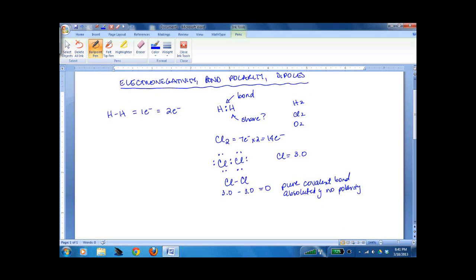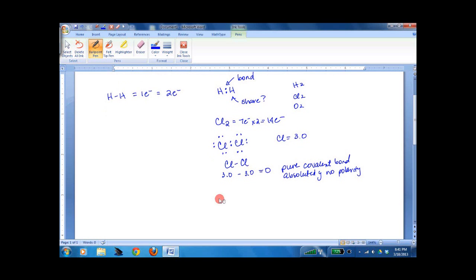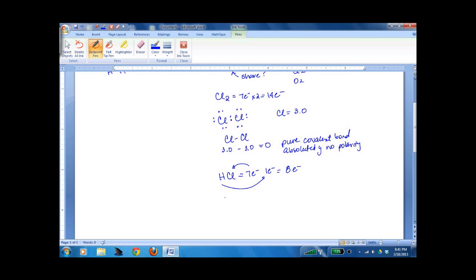Now let's look at something slightly different. Let's look at HCl. In this scenario, we would have 7 electrons from the chlorine and 1 electron from the hydrogen. That gives us 8 electrons. Let's draw a Lewis dot structure here. This looks good. Chlorine has a stable octet, hydrogen a stable duet. And now we want to look at this bond here.